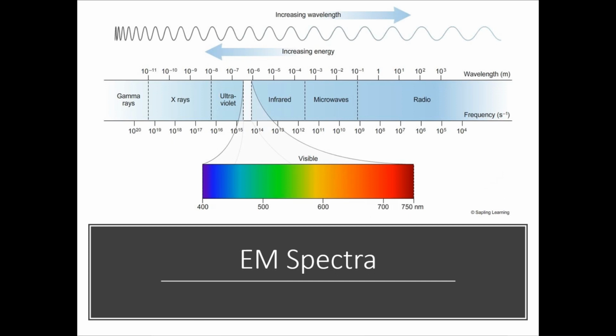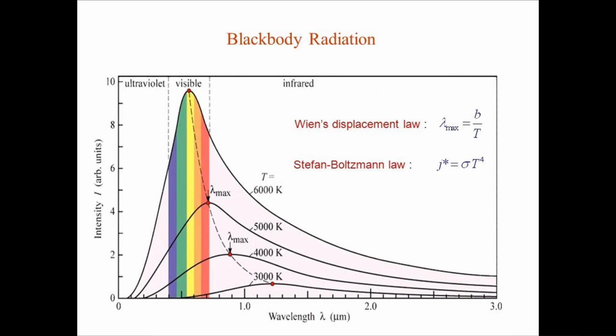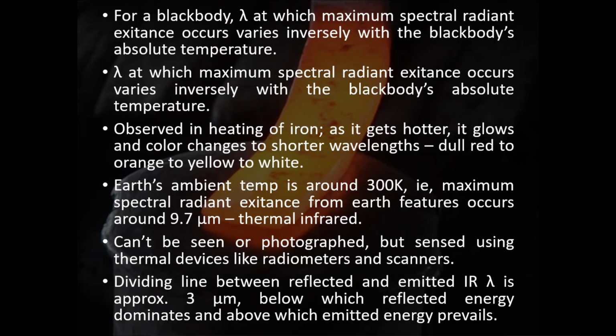If you have a thermal infrared sensor and you go to space and try to photograph the Earth, you can see the dark side of the Earth as well, isn't it? That is the basic concept here. So the dominant wavelength is 9.7 micrometer for the Earth's surface features. This cannot be observed or photographed, but it can be sensed using thermal devices like radiometers and other scanners.